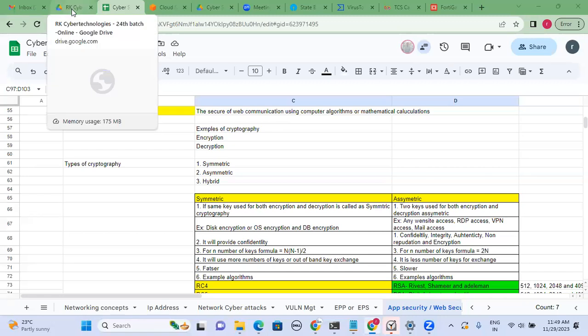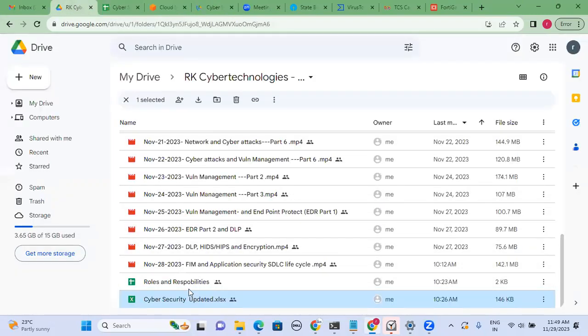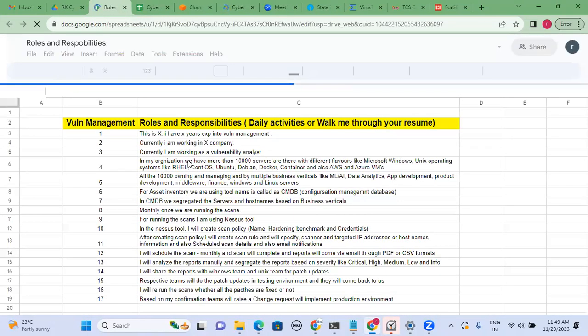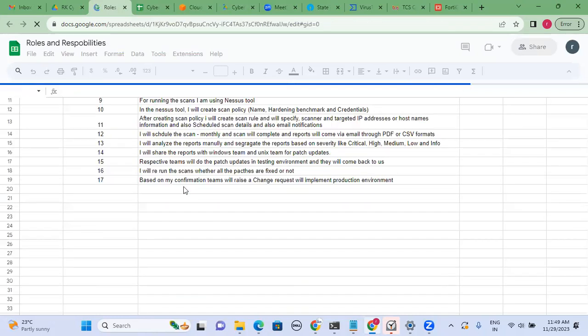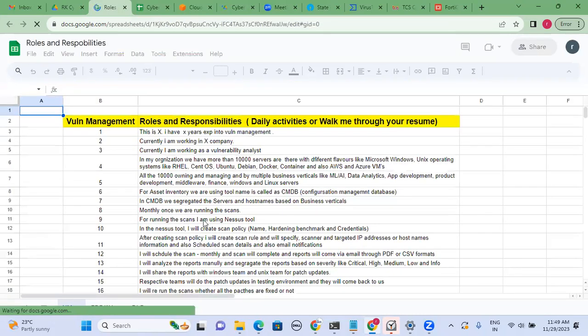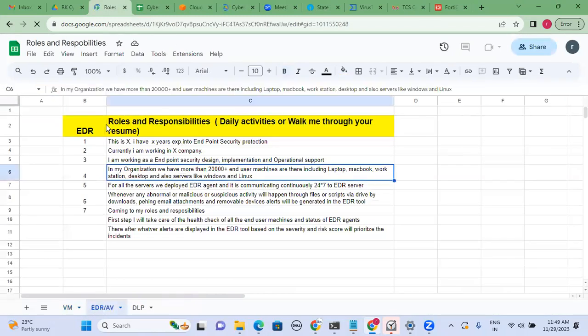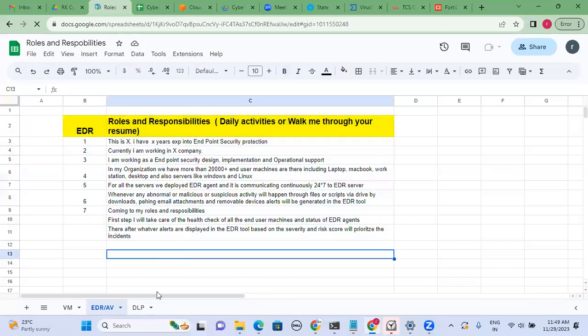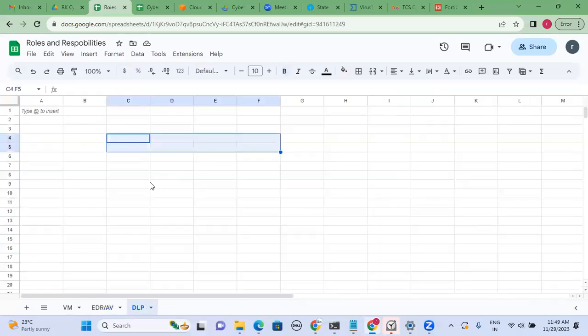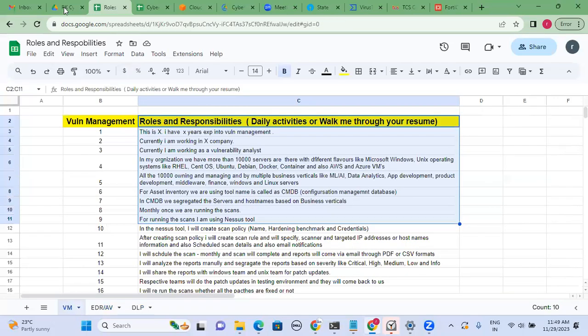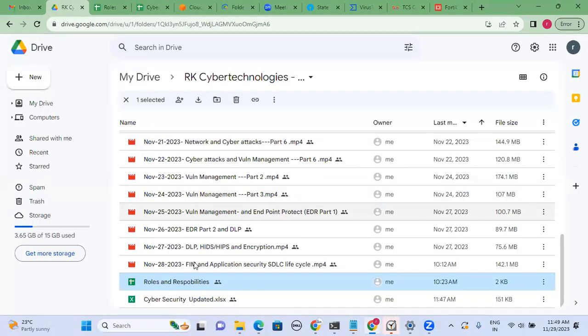One more thing, I will share. You asked about roles and responsibilities. I already uploaded the roles and responsibilities. I'm not sure how many people have gone through it. Vulnerability management, so far we completed those topics. Second one is EDR, which is not completed yet. DLP also I have not completed yet. I'm going to. Please go through this also, and yesterday's video is already uploaded.